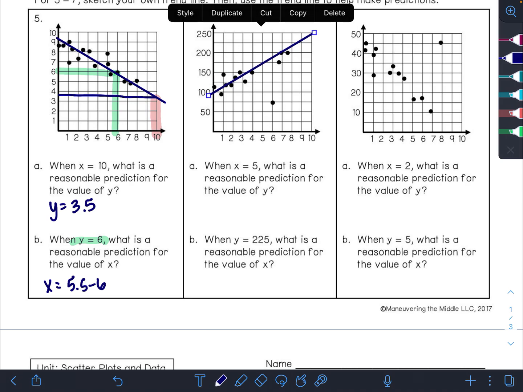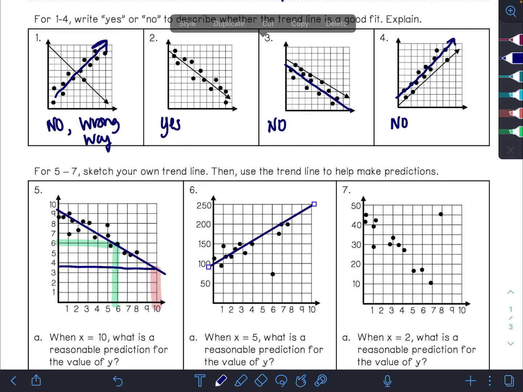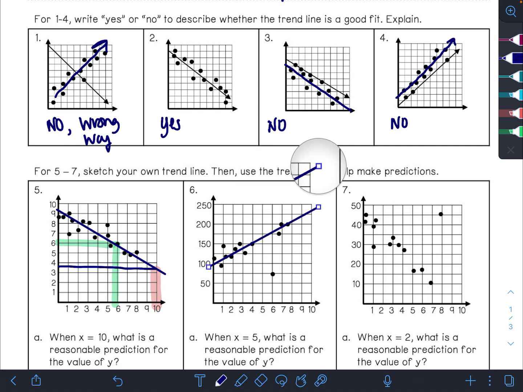Whenever I'm looking at this one, oopsie. I'm trying to make it go through the center as best I can. I'm not going to ever be perfect at it, but all I can do is the best that I can.